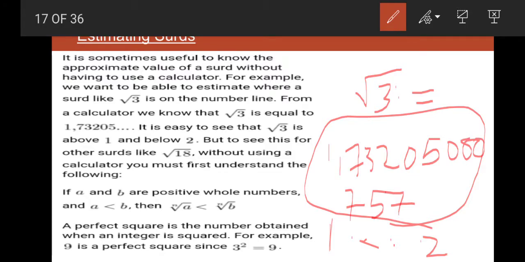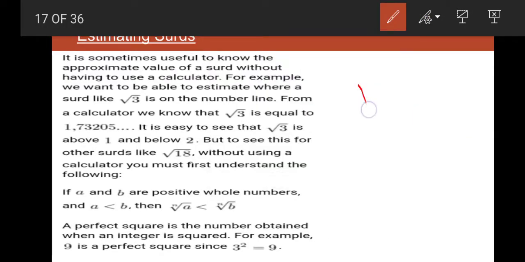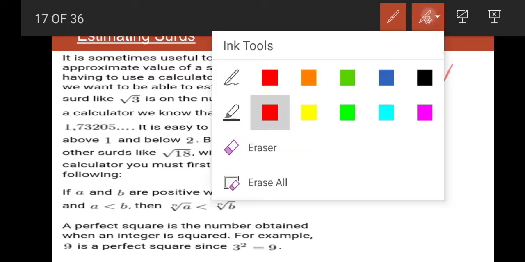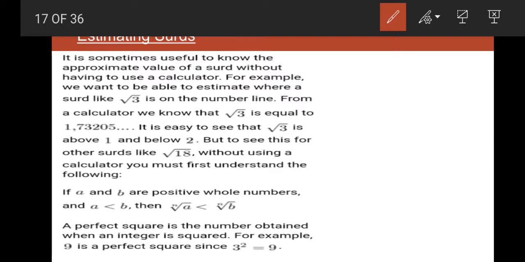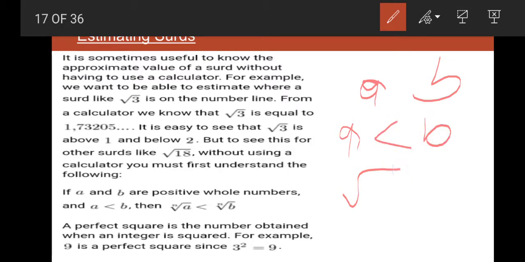But now, in the case where we have surds like the square root of 18, without using a calculator, it will be very difficult for us to detect where the square root of 18 lies on our number line. So if we have a and b as our whole numbers, and a being less than b, this simply means that the nth root of a will also be less than the nth root of b.